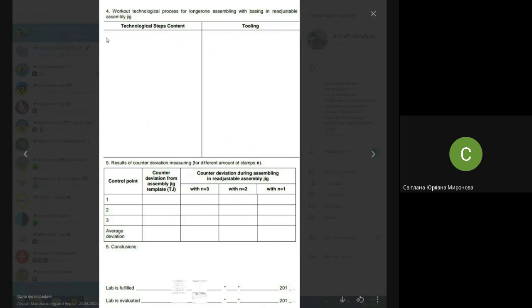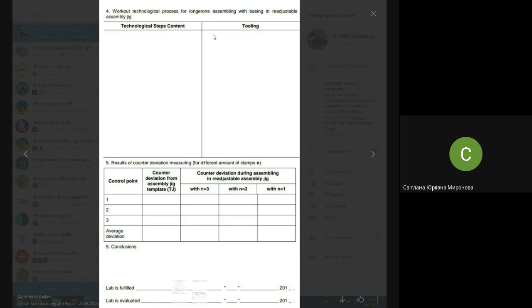Steps must be numerated: 1, 2, 3, and so on. Tooling, you are not writing in a heap at the beginning or at the end. Each line of tooling corresponds to each line of technological steps here. For instance, prepare working place, open clamps of jig. Here you write once, assembly jig. And as soon as you have written this assembly jig, you don't need to repeat it. Until you state otherwise, you don't need to repeat it.